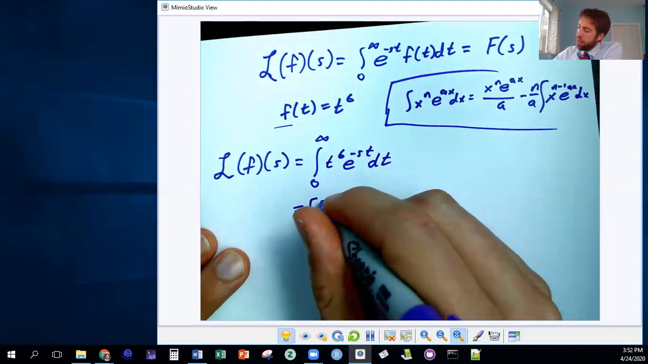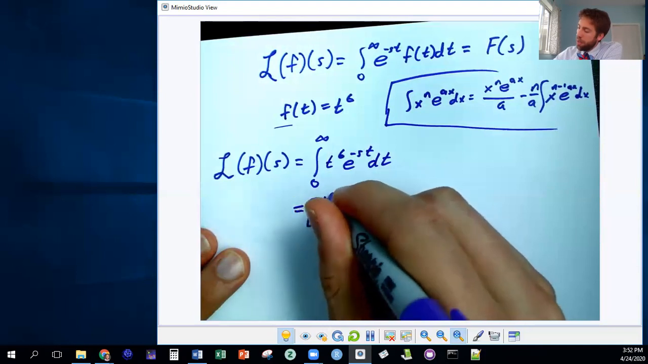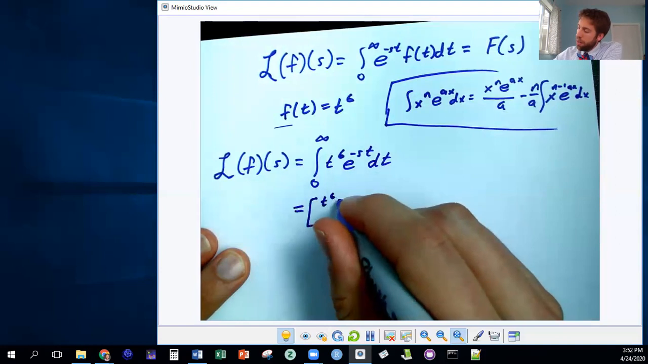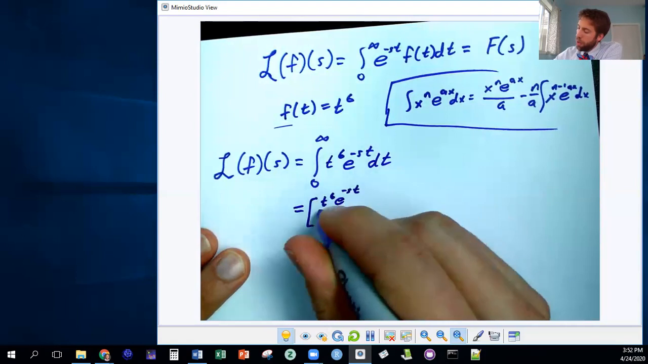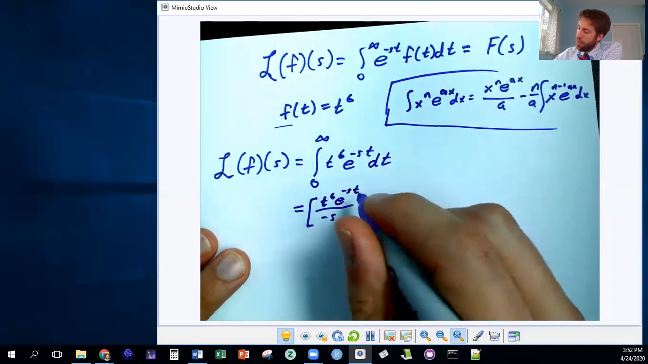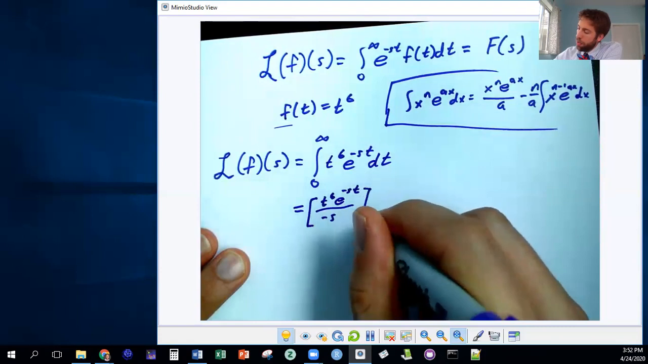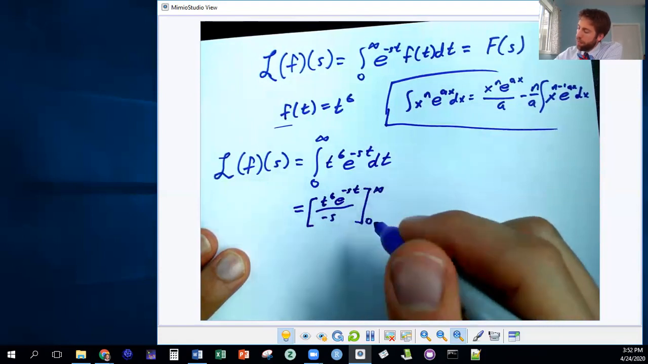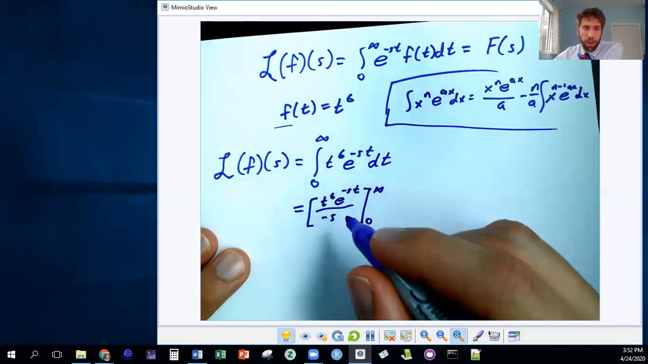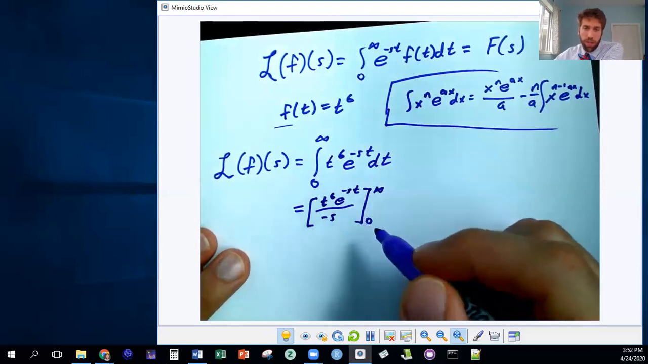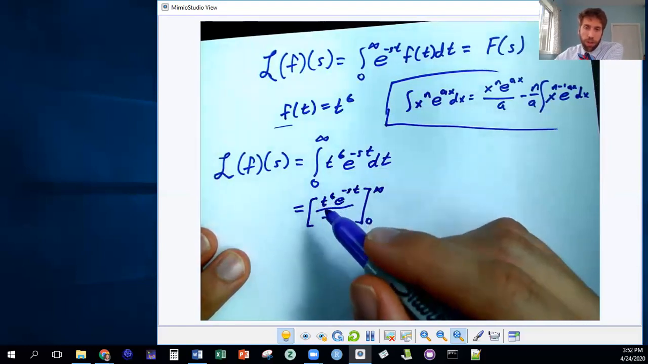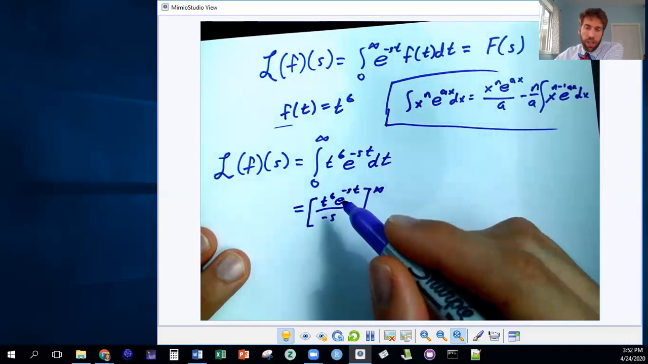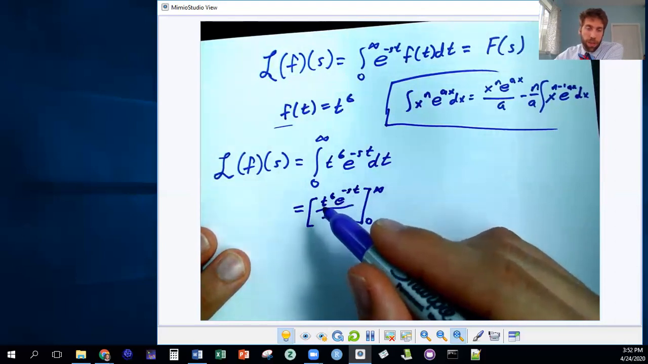So it's x, so t to the 6th, e to the negative st over a, which is negative s, from 0 to infinity, and that term's going to be 0. If I plug 0 in, then t to the 6 times 0 is 0. Okay, so 0 to the 6 is 0. And if t goes to infinity, this term will overwhelm that term. How do I know that?